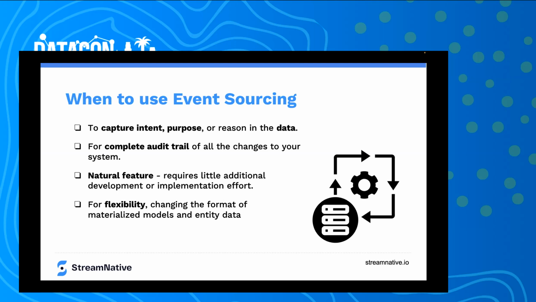And then again, as we mentioned, flexibility. You can change the format of these materialized models and entity data on the fly. So again, microservices is a great use case for that. It has a principle that every different microservice has its own version of the database so that they don't cross-pollinate their schemas. And then if you have to change one, you have to change the other. Event sourcing fits that use case very well because you say, here are the raw events, reread them yourselves and put them into whatever schema you care to put them in. And this microservice over here can do the same thing.